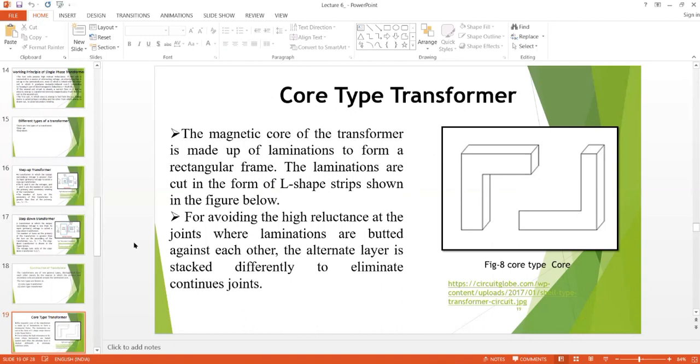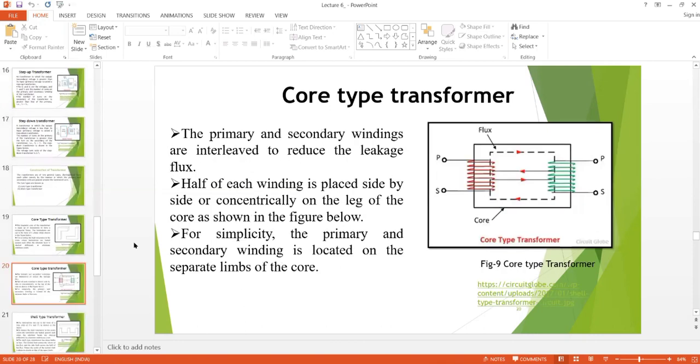Laminations are made so that they can be stripped down and butted, and alternately stacked differently to eliminate continuous joints. We have to go with the discontinuity. In a core type transformer, you can see in front of you, the primary and secondary windings are interleaved with each other to reduce the leakage flux. The main objective is to reduce the leakage flux. Half of the winding is placed side by side on each leg of the core, as shown below.